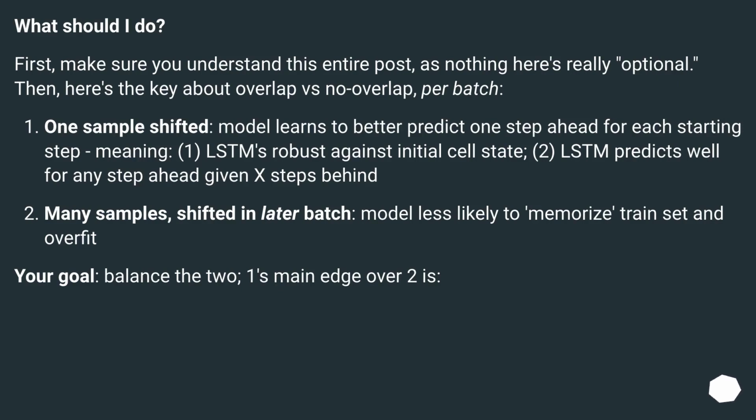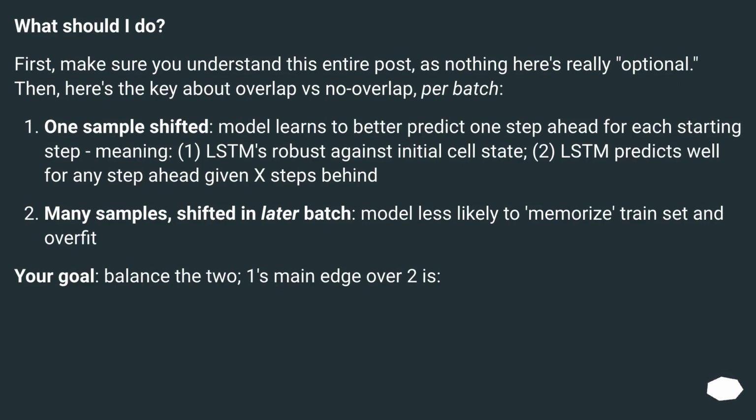What should I do? First, make sure you understand this entire post, as nothing here is really optional. Then, here's the key about overlap versus no overlap, per batch. One sample shifted: the model learns to better predict one step ahead for each starting step, meaning, 1. LSTM is robust against initial cell state. 2. LSTM predicts well for any step ahead given X steps behind.